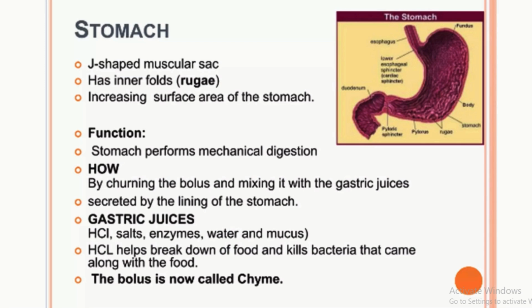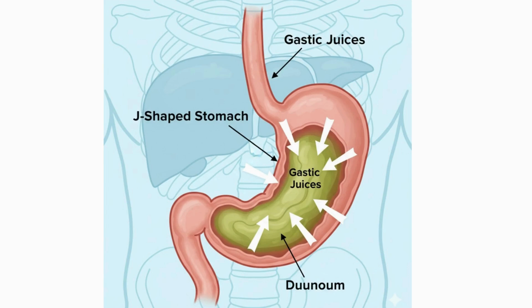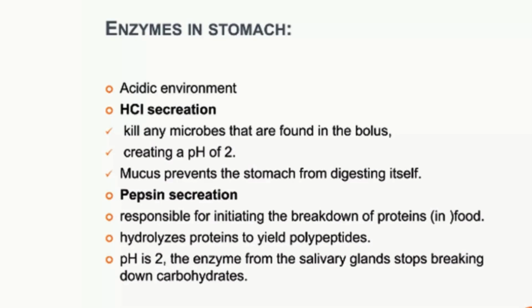So the bolus is now called the chyme. When the churned bolus is mixed with the gastric juices, we call this bolus the chyme. So this is the general diagram of the stomach, which starts with the gastric juices. The J-shaped stomach contains gastric juices in the form of hydrochloric acid, which converts the bolus into the chyme. So now the question is, what are the enzymes present in the stomach?